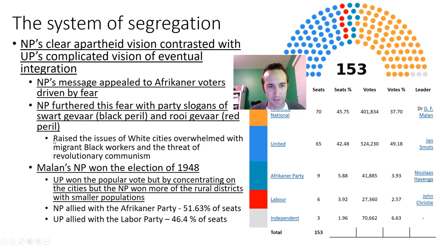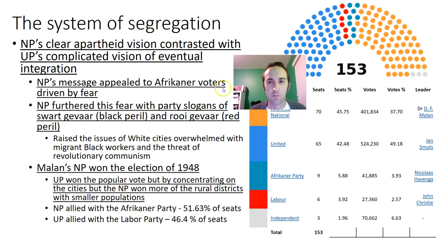This also raises the issues of the white cities being surrounded by black communities, but also this fear of communism, red peril, and that there was some communist leadership within these anti-apartheid groups. And they accused Smuts of being pro-communist because he worked with Stalin during World War II. In the end, Malan's National Party wins the election of 48. Yes and no. The United Party wins the popular vote by a lot, by about 100,000.